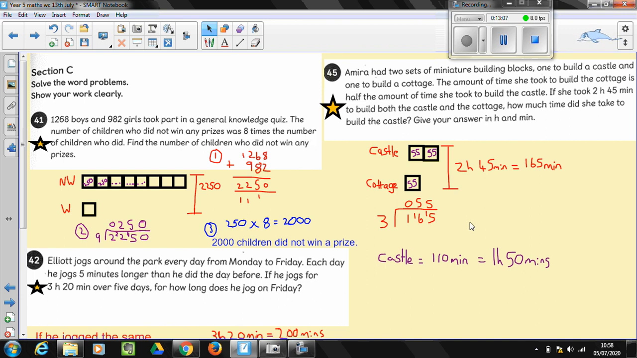The question asks, how much time does she take to build the castle? Well, that's 2 lots of 55 minutes, which is 110 minutes, or it asks you to give your answer in hours and minutes, 1 hour and 50 minutes. Those 3 were really tricky questions. Hopefully, if you didn't manage to solve them on your own, you now understand how you could solve them by working them through with me.